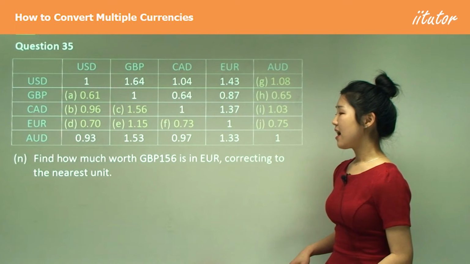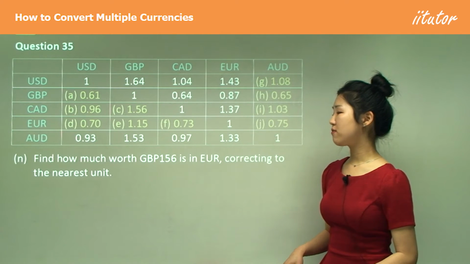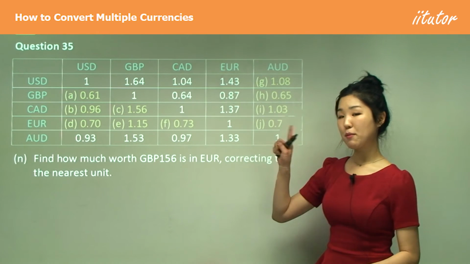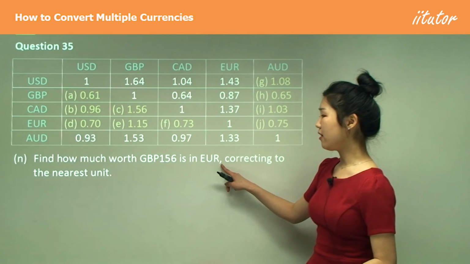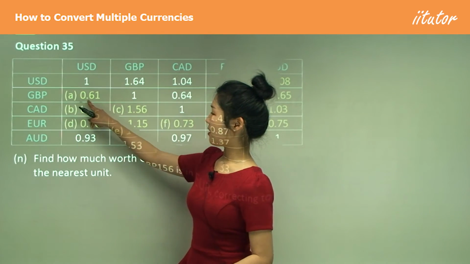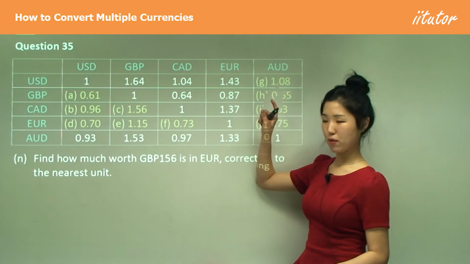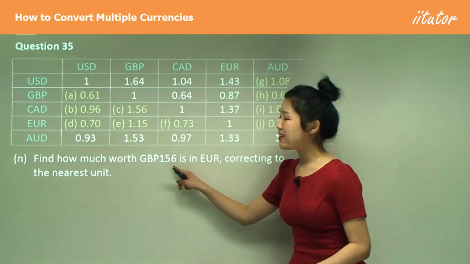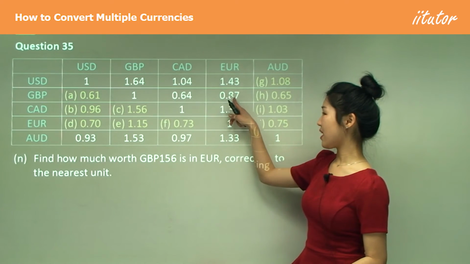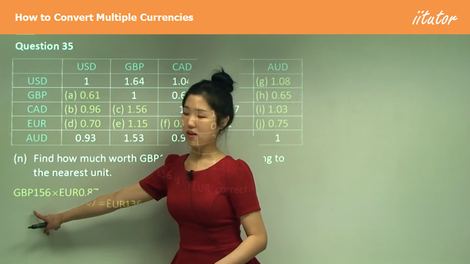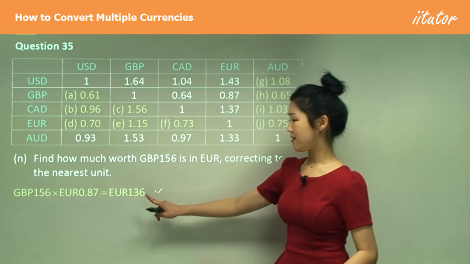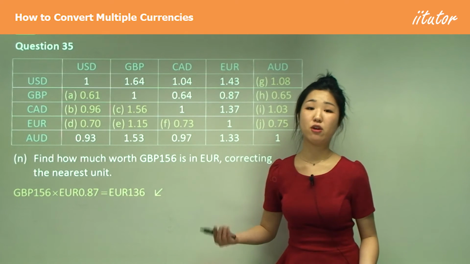And how much worth GBP 156 is in euro? Let's see how much 1 GBP is in euro. So 1 GBP to euro is 0.87. Make sure you get the right box. To get 156 GBP, just times that by 156. So 156 times 0.87 will get you 136 in euro.